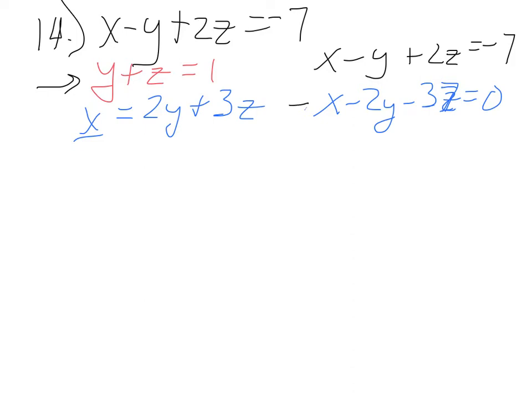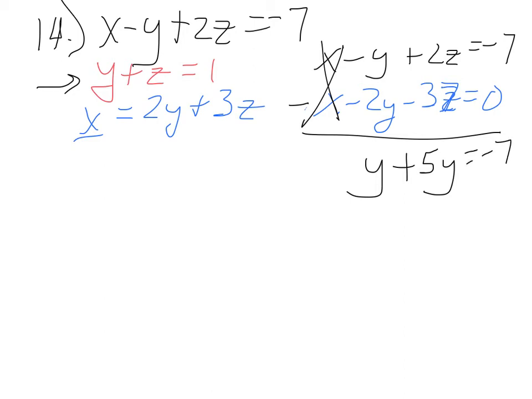X minus x is gone, so that cancels. Negative 1 minus negative 2 is plus 2, so that's just going to give me a y. 2 minus negative 3 is plus 3, which is 5z. And then negative 7 minus 0 is negative 7. Oh, sorry, let me fix that. That's a z. I don't know why I put a y there. So I have y plus 5z, and then I've got this one right here, y plus z equals 1. I'm going to bring this down over here.